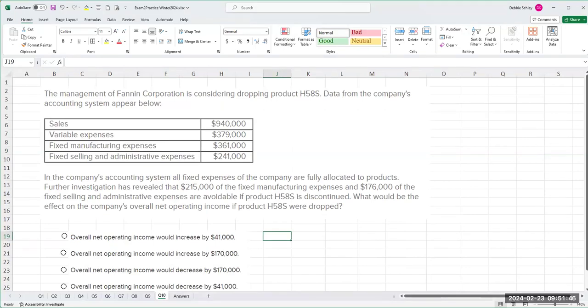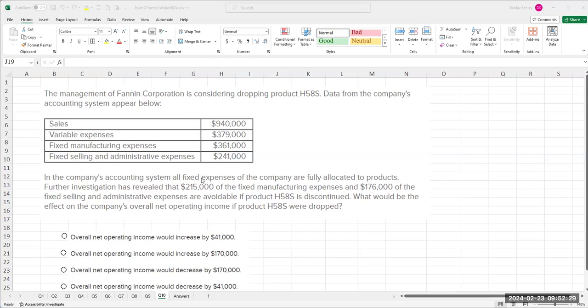Question 10. All right. We are management. Fan Incorporation is considering dropping H58S. Data from the company's accounting system appear below. They don't make this clear, but this information is just regarding this H58S. So total sales is just for this part or product. In the company's accounting system, all fixed expenses of the company are fully allocated to products. So that just means they divide that expense across the products that are sold. But that doesn't change the fact that they're fixed expenses.